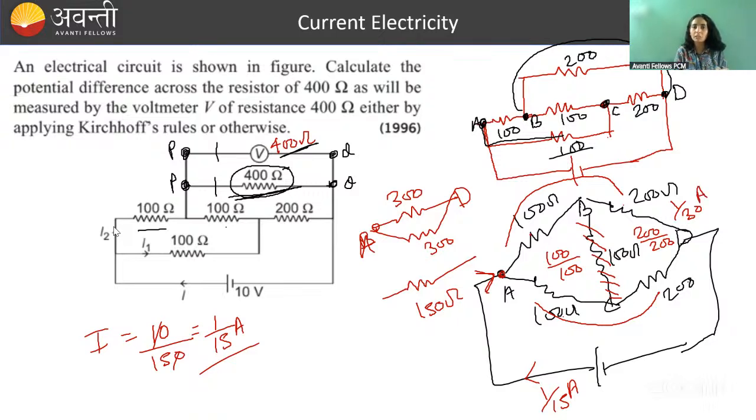Now what is the potential drop across 400? How will you calculate that? Tell me. Hmm?